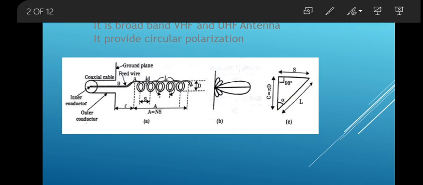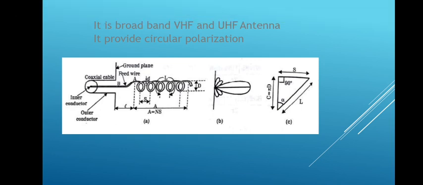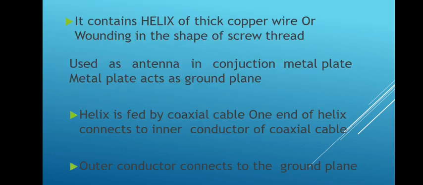Now we are going to talk about the helical antenna. Whatever I told, the same thing is there here. It contains a helix of thick copper wire wound in the shape of a screw thread, used as an antenna in conjunction with a metal plate. The metal plate acts as a ground plane and the helix is fed by a coaxial cable. One end of the helix is connected to the inner conductor of the coaxial cable and the outer conductor connects to the ground plane as shown in the above figure, already known.